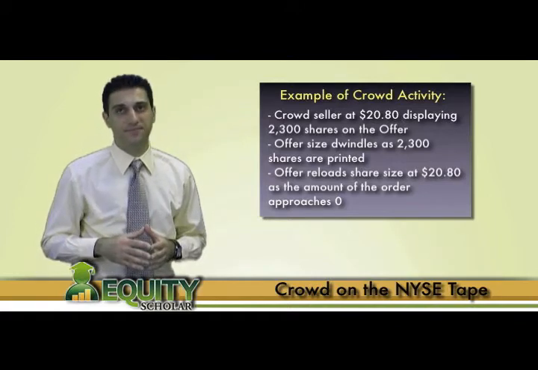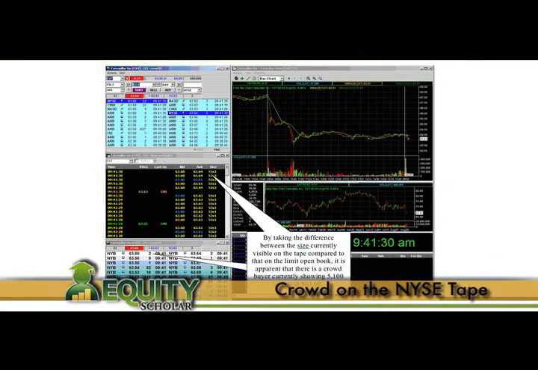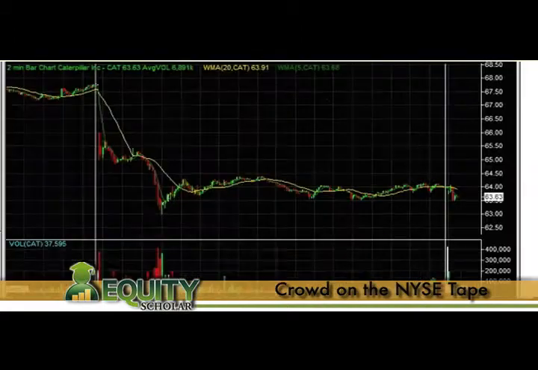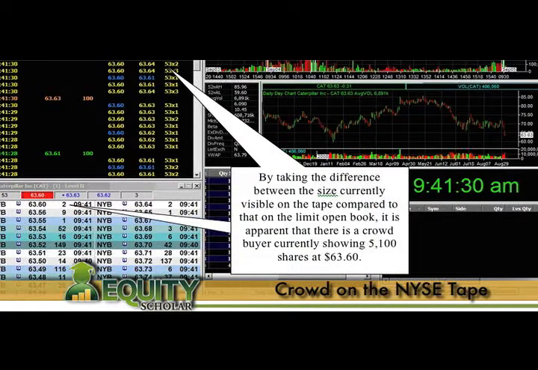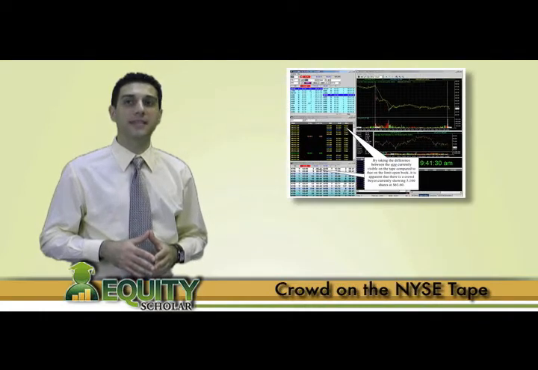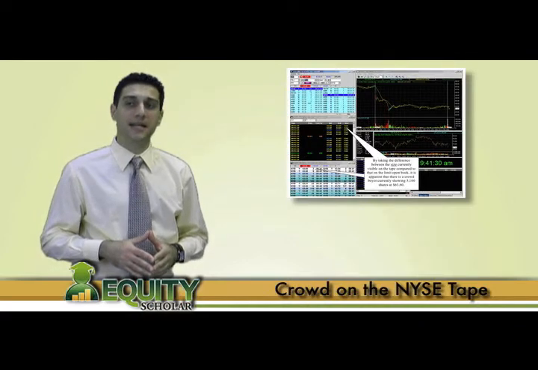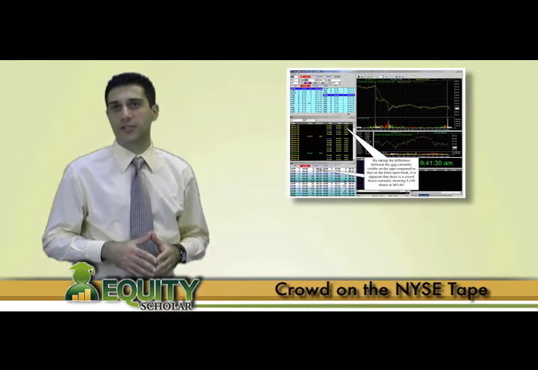actually being displayed. Taking a look at this example, we see Caterpillar, ticker symbol CAT, with a crowd buyer at $63.60. We can spot the crowd buyer using the size represented on the NYSE tape, compared to the size represented on the NYSE limit book. Notice the extra 5,100 shares present on the tape compared to the limit book. This clearly means that there is a crowd buyer at $63.60 currently deciding to display 5,100 shares.